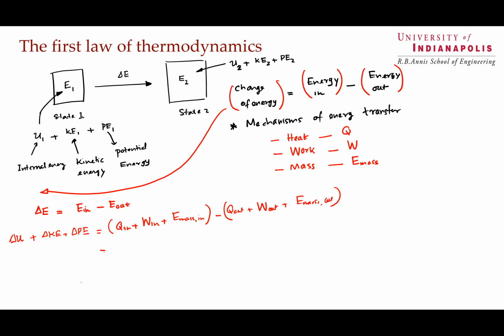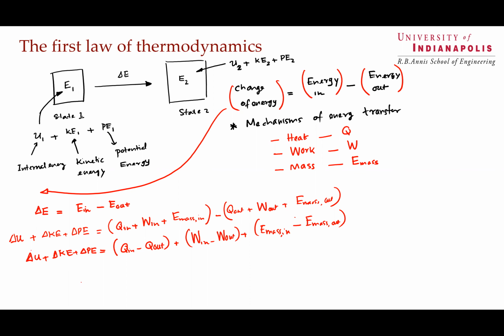And here I can group the same energy transfer mechanisms together, and I can write Q in minus Q out plus W in minus W out plus E mass in minus E mass out. This is delta U plus delta KE plus delta PE.